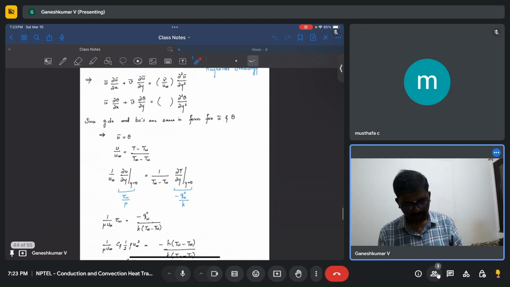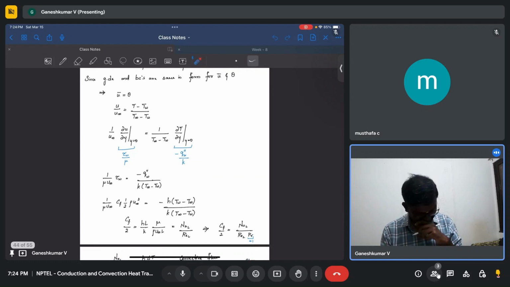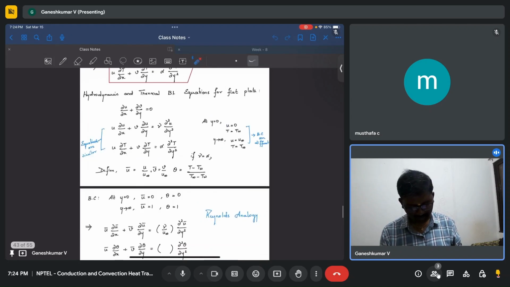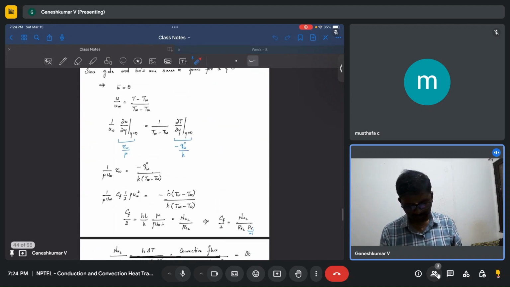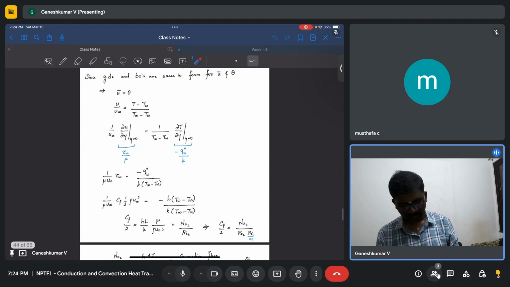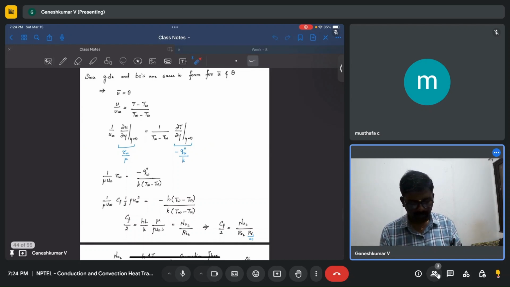And he applied this analogy, and he said that since the governing equation and boundary conditions are the same, whatever expression you derived for the hydrodynamic boundary layer is applicable for theta. Okay, so it's just mathematics. But for this to happen, you need to have the Prandtl number to be 1. If that is the case, then the shear stress on the wall is the same as the heat flux on the wall. That's basically the analogy between these two.